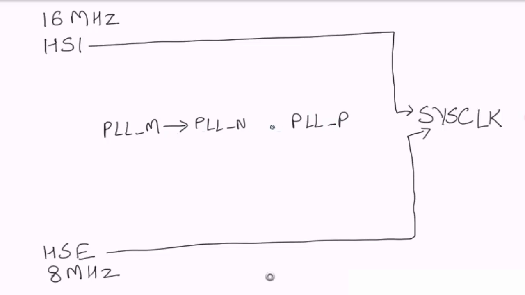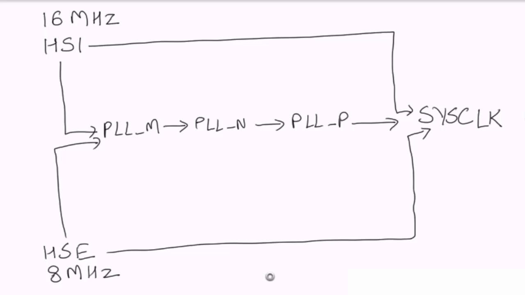Now we can give either HSI to PLL and then it will be sent to the system clock, or we can give HSE to PLL and it will be given to the system clock. Now what's the benefit we are getting by passing through PLL? Well, if we pass through PLL, then we can change the frequency here by setting these PLL parameters.